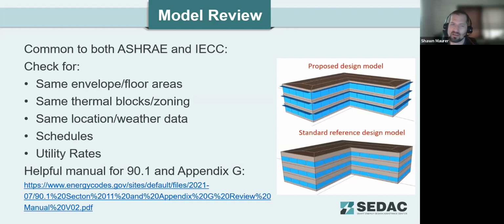So we found a helpful checklist manual for 90.1 and Appendix G that's linked here. Although it's not specifically for the IECC, some of the specific requirements for the standard reference design that are in ASHRAE, but not in the IECC, and vice versa, won't be covered by this. But as a general review, this might be a good link to follow that you could also use for the IECC. But we'll try to find, if we can, a specific link for an IECC review as well.